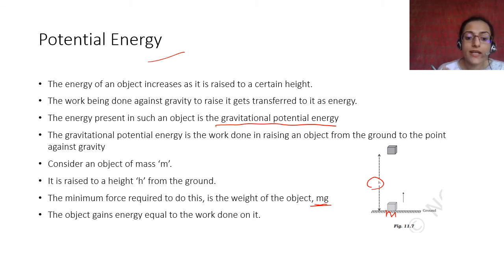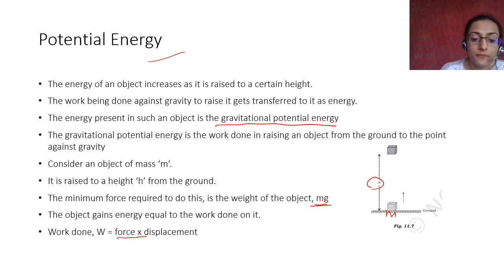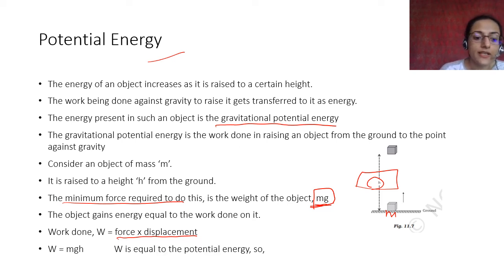And the object gains energy equal to the work done on it. What is the work done on it? Force into displacement. So what is the force? Minimum force required to do this is mg. And what is the displacement? Displacement is the height. Therefore, work done is mgh. Work is equal to the potential energy that gets stored in that object.